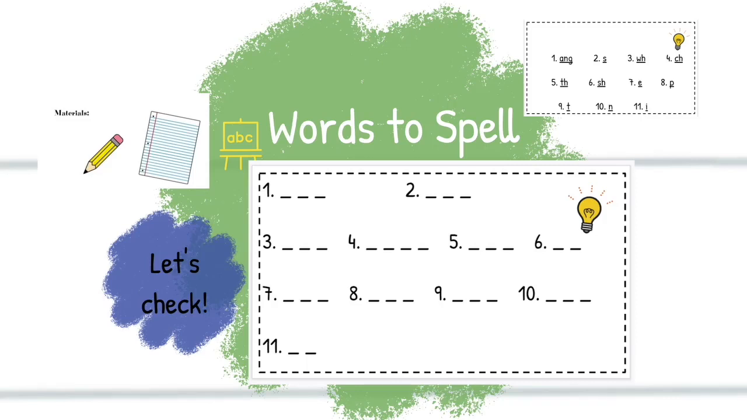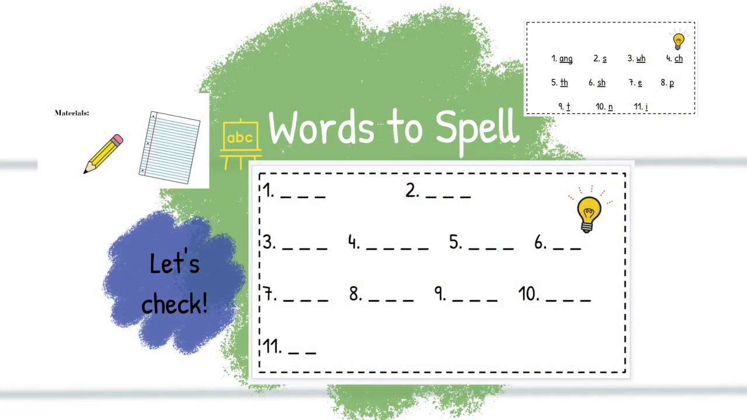Number 3, chest. Ch, e, s. No. I'm sorry. Miss Bailey is ahead of herself. That is not the third word. The third word is ship. Ship. Ship. Ship. I caught myself because I was looking. I thought, no, wait a minute. Chest has more than 3 sounds, but ship does have 3 sounds. Ship. Number 4 is chest. Chest.